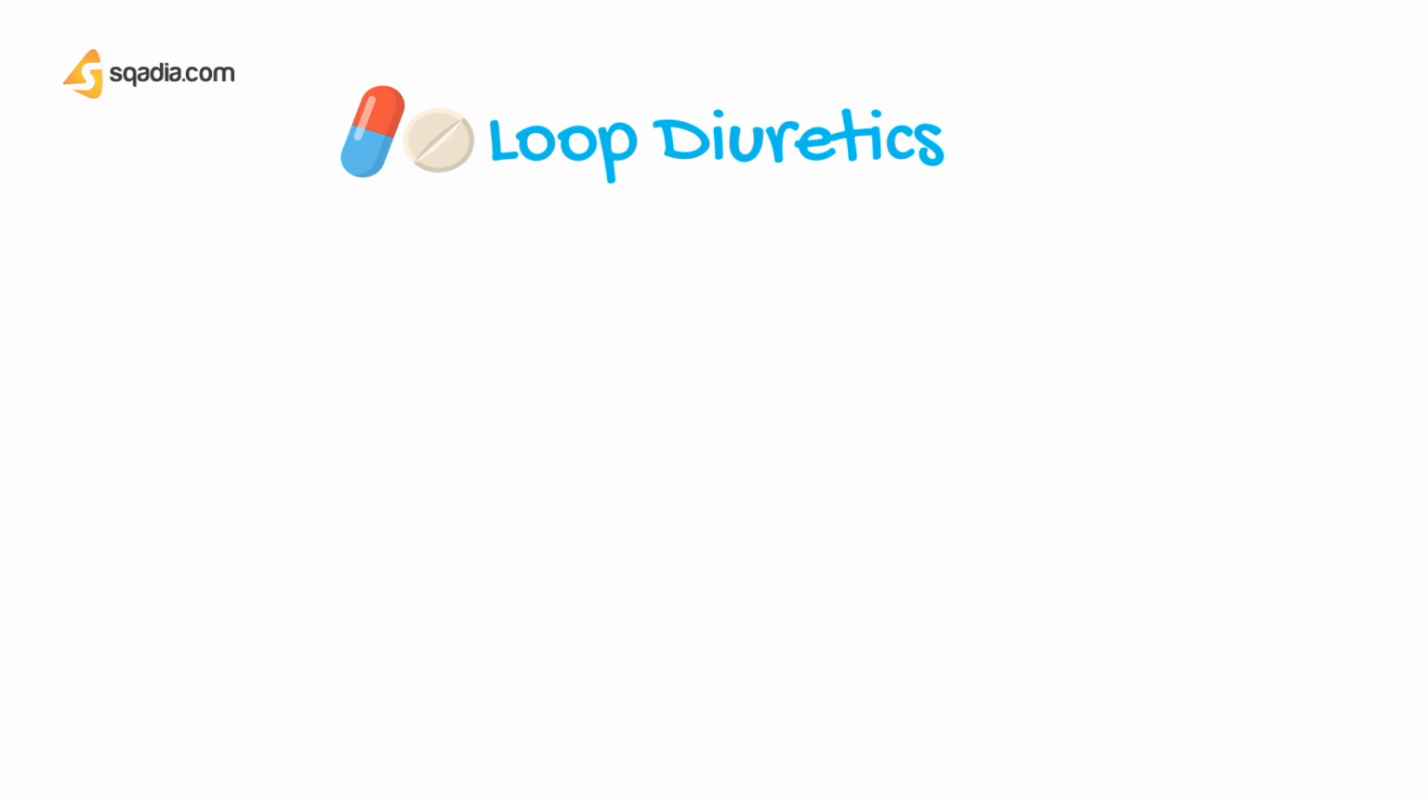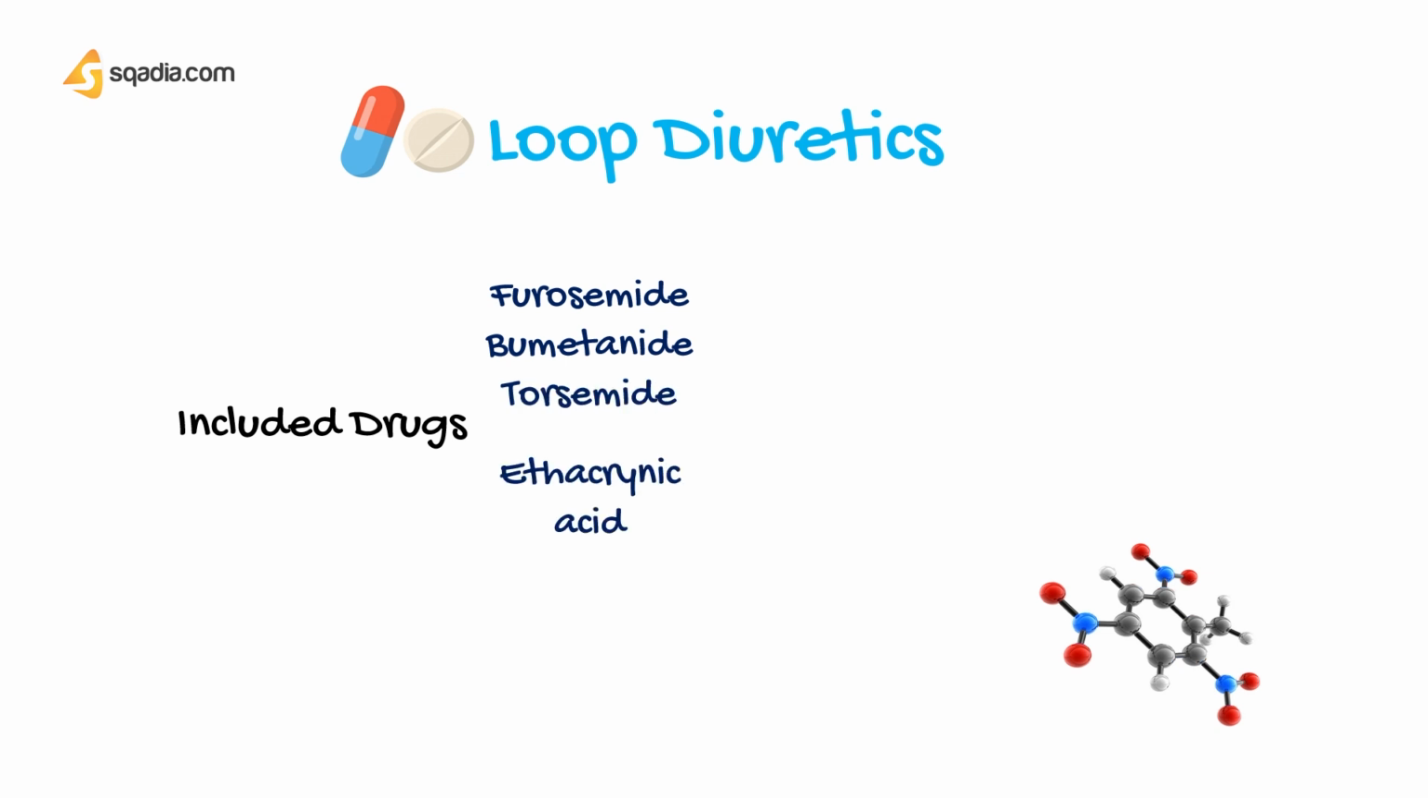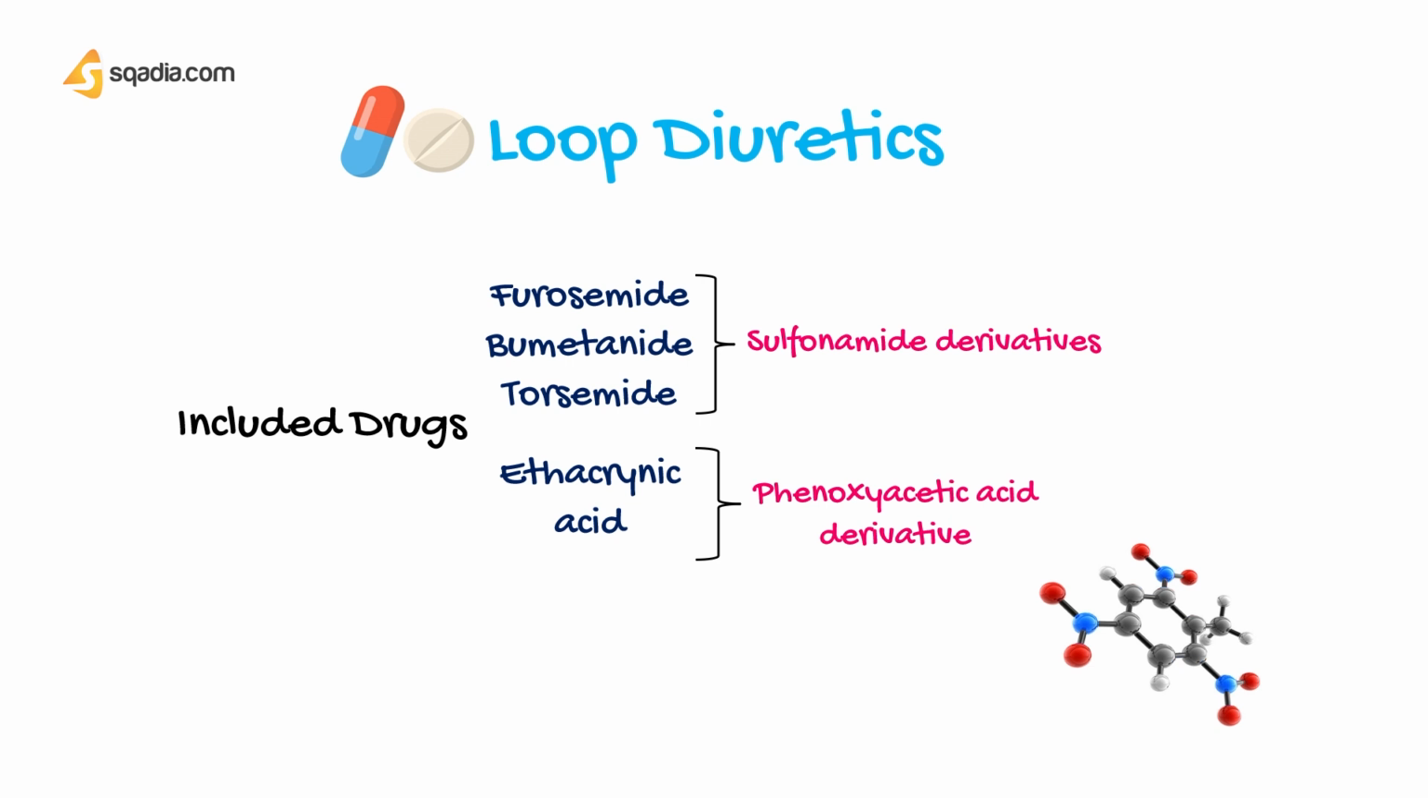This group includes 4 drugs which are furosemide, bumetanide, torsemide and ethacrenic acid. Structurally, furosemide, bumetanide and torsemide are sulfonamide derivatives, whereas ethacrenic acid is phenoxyacetic acid derivative. So, although ethacrenic acid is structurally different from rest of the 3, it has the same site of action and the similar mechanism of action, therefore it is placed in the same group.